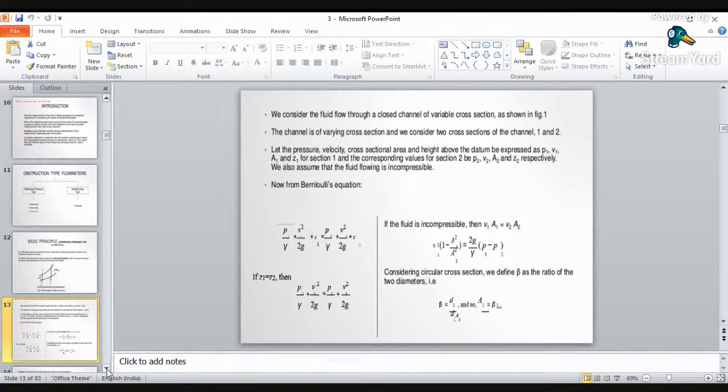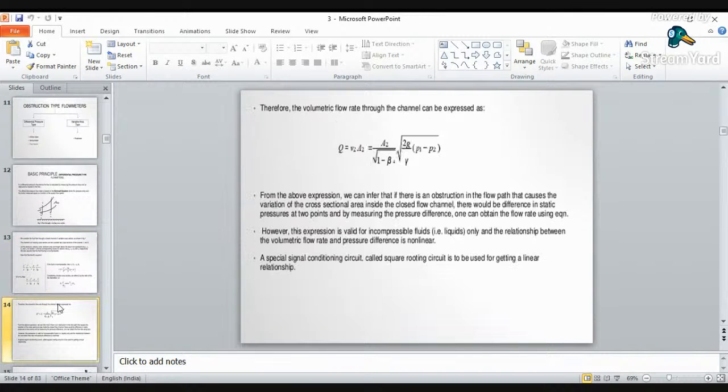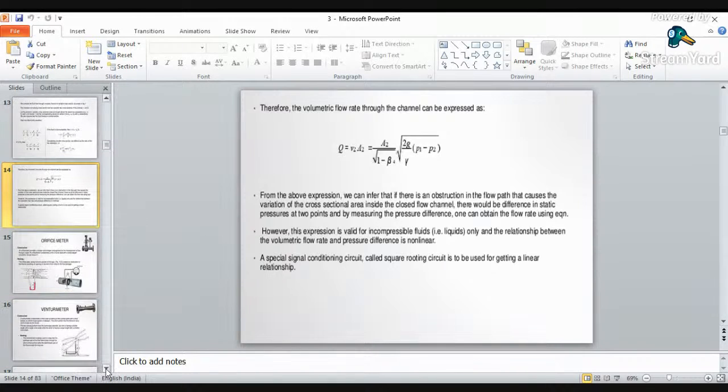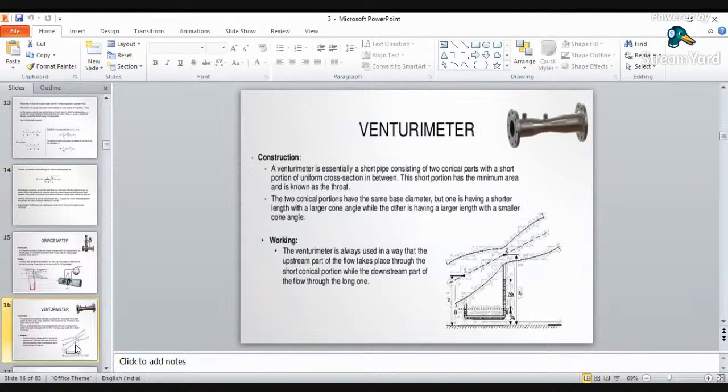When you solve this equation, you will get a formula to calculate the volumetric flow rate through the channel, as expressed here. Now this is the basic formula to calculate the flow rate. But when you use different meters, or various measuring devices, the formula may change accordingly. Okay. So we will first of all go with the venturimeter. Now, yesterday we already saw the venturimeter.